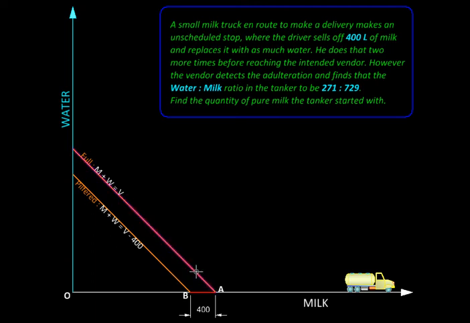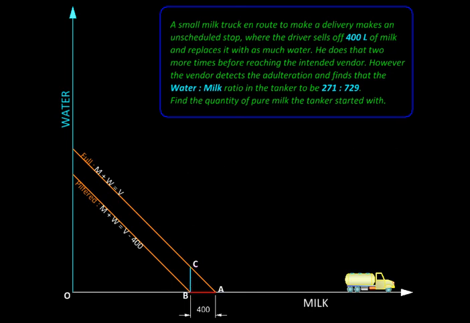So whenever we take something out, we'll be moving from this line to that. And when we fill water, we'll be moving from the lower line to the upper one. So let us show that, filling of the tank again with water. Here we have replaced it with 400 liters of water. Since it is pure water, this line is parallel to the y-axis.